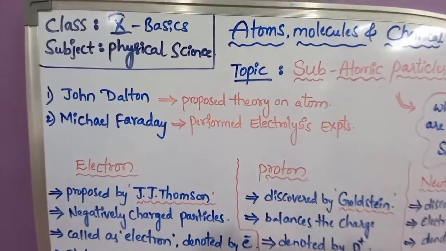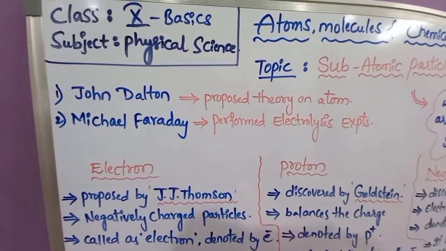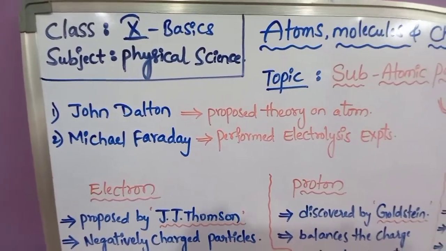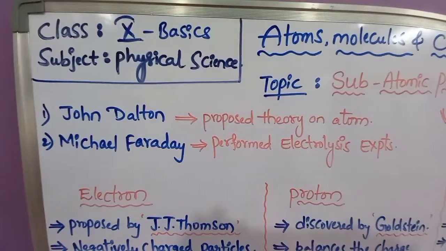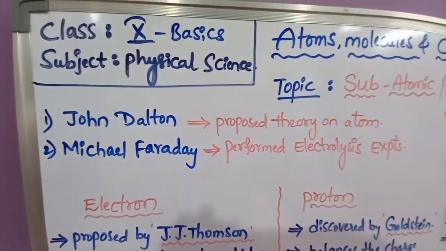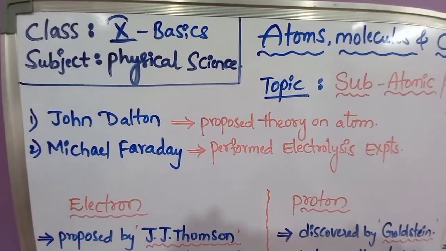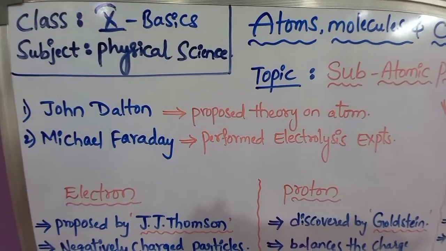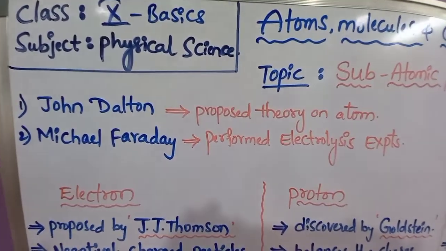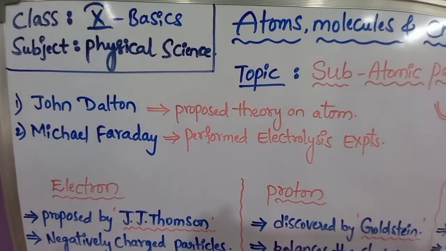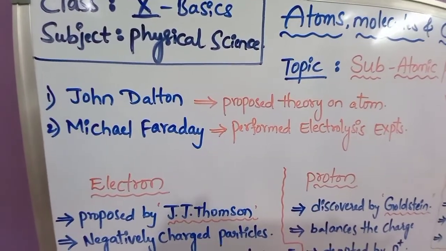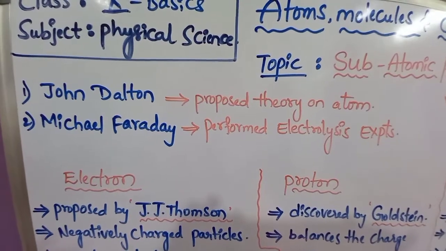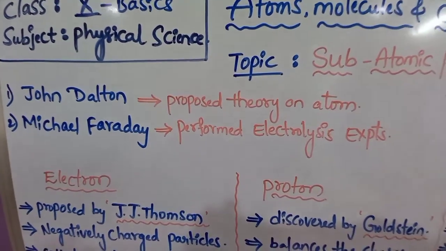There was a Western scientist called John Dalton who proposed a theory of the atom. The theory proposed by John Dalton is called Dalton's atomic theory of matter. According to John Dalton, an atom is the smallest indivisible particle of matter. Later on, Michael Faraday performed experiments. These experiments are known as electrolysis experiments.